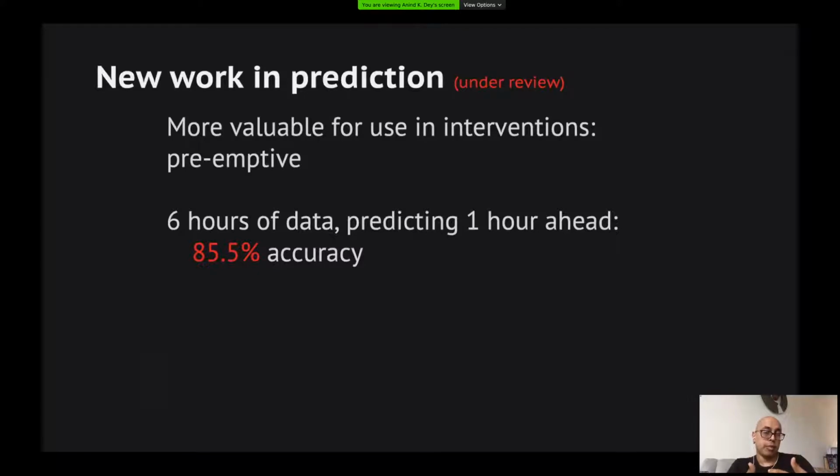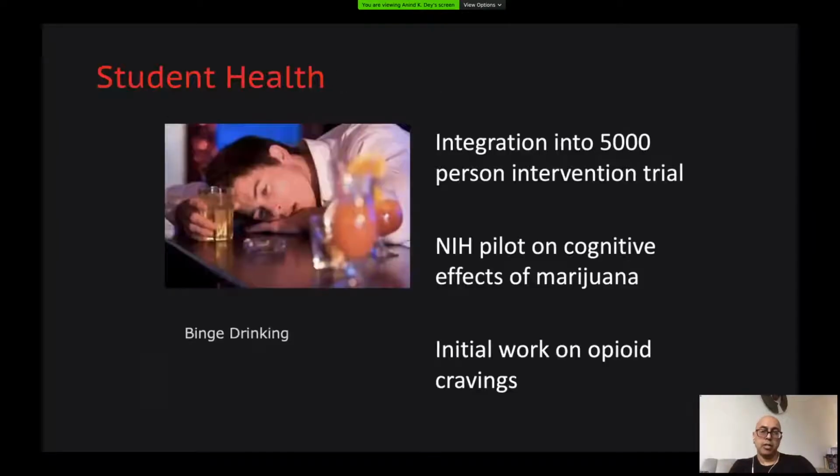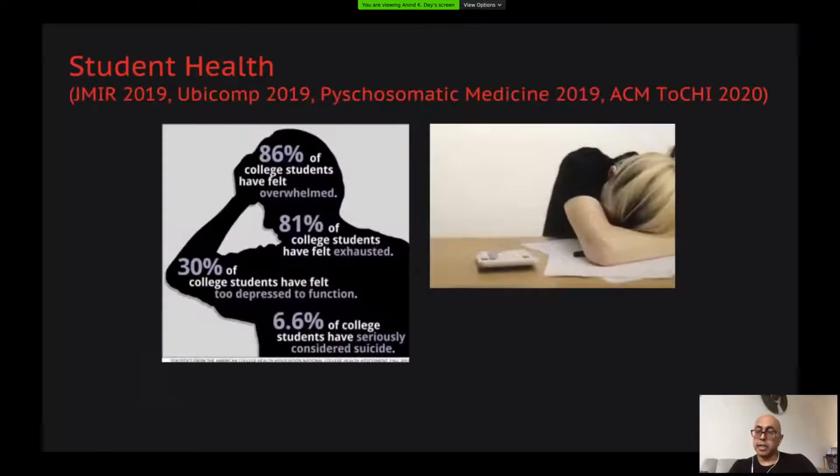This holds a lot of promise because there's lots of opportunities to do much better interventions. This is where the clinicians are experts in being able to deliver these preemptive interventions to stop behavior. So on that note, this work is now being integrated into a 5,000-person intervention trial, which we're really excited about, one arm within that trial. We've since launched some work looking at the cognitive effects of marijuana, taking a very, very similar approach. And we're just starting on some work looking at opioid cravings based on our ability to detect this use of various substances.